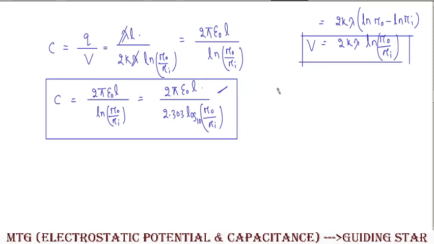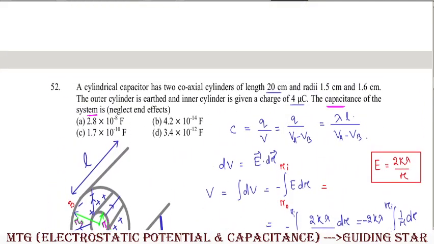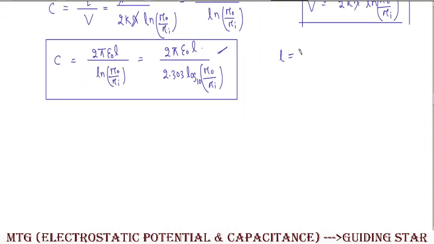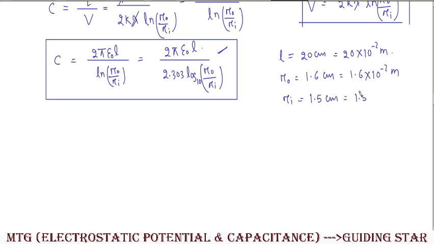2 pi epsilon naught values we know. Length is given. How much is it given? It is, I think, 20 centimeter. Okay, length is 20 centimeter. That means 20 into 10 to the power minus 2 meter. And outer radius is 1.6 centimeter, so 1.6 into 10 to the power minus 2 meter. And inner radius is 1.5 centimeter, that means 1.5 into 10 to the power minus 2 meter. Okay, so all these values you have written.